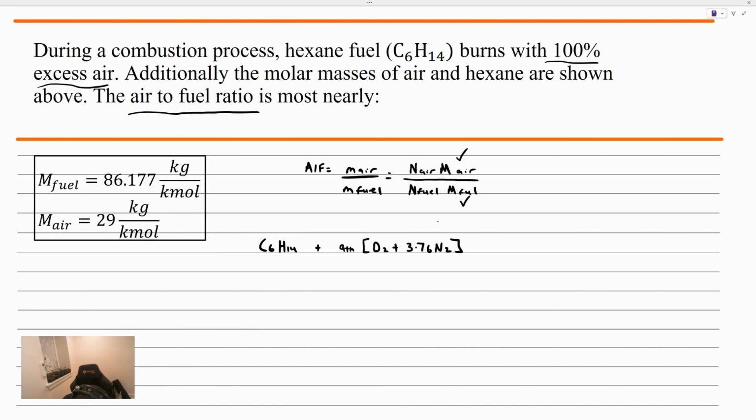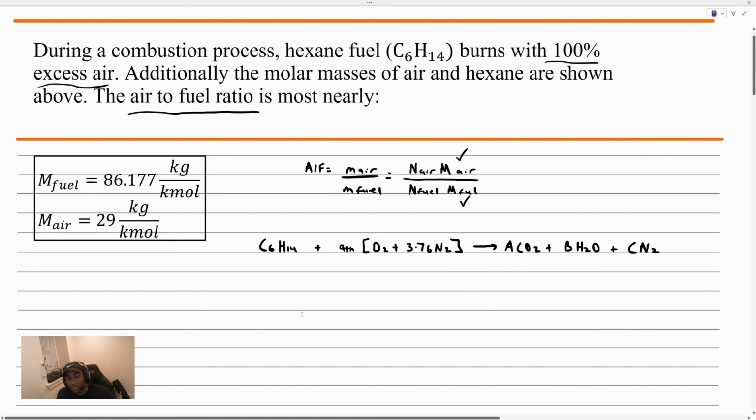Now, why is it like that exactly? Air is 21% oxygen and 79% nitrogen. Someone didn't like working with these decimals here, so they multiply by 1 over 0.21. And if you multiply that ratio, then you get what you see above, right? The 1 plus 3.76 and 2. Okay, what that's going to produce is some amount of carbon dioxide, some amount of water vapor, and some amount of unburnt nitrogen.